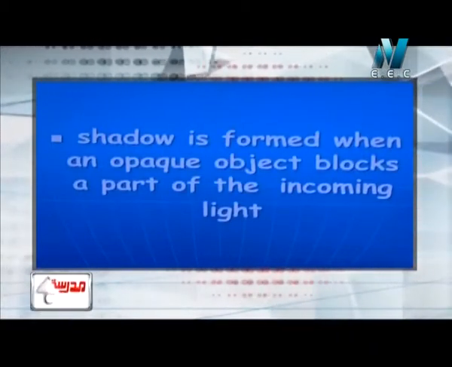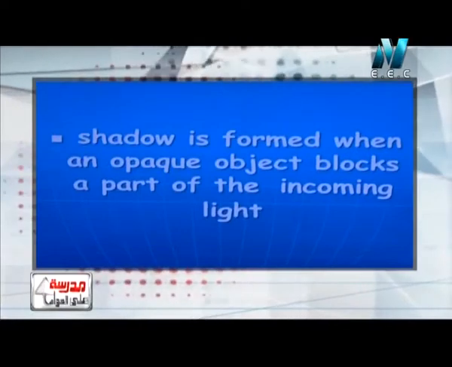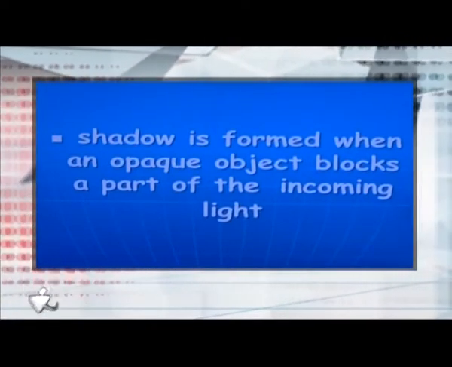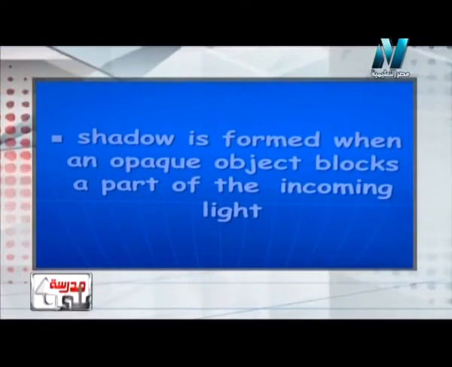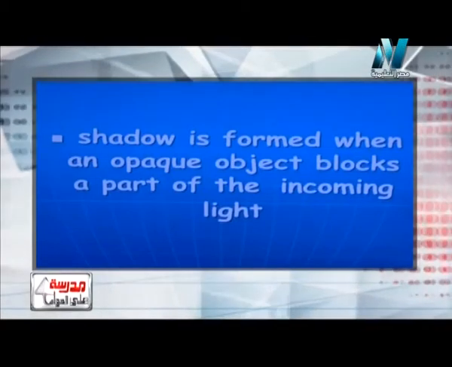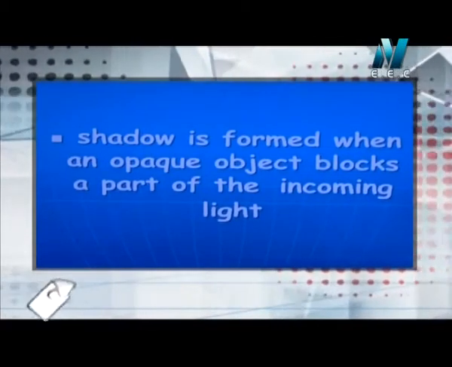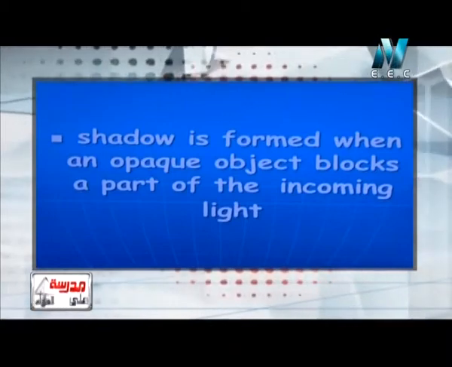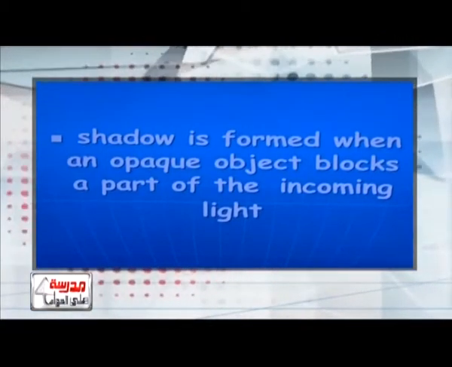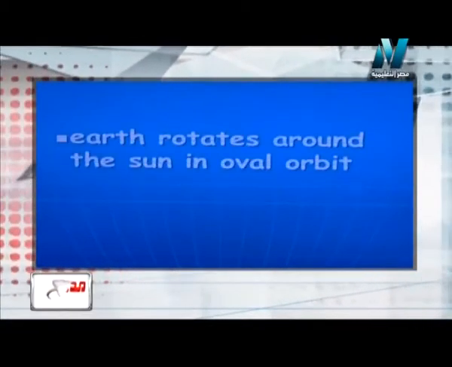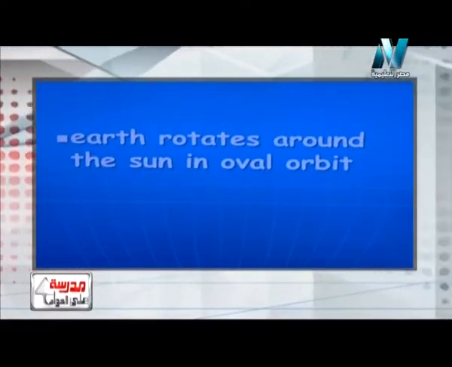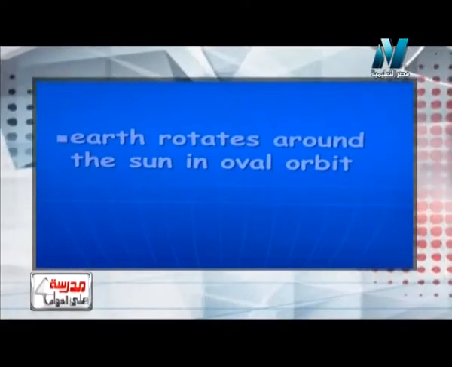Shadow is formed. Why? Shadow is formed when an opaque object blocks a part of the incoming light. امتى بيكون shadow؟ امتى بيكون ظل؟ لما يكون في opaque object جسم معتم blocks the part of the incoming light. بيحجب جزء من الضوء القادم. Earth rotates around the sun in oval orbit, as we have said before, or elliptical orbit.